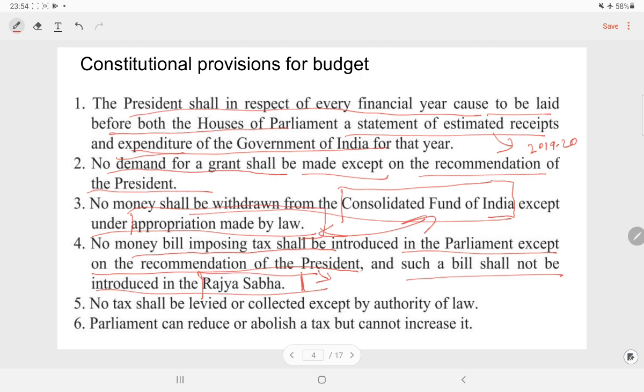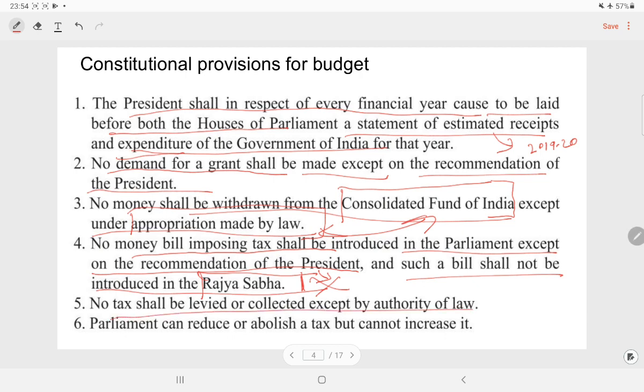This could be a question when it comes to UPSC, because UPSC has the habit of picking up the things, so they can give true or false, which of the following statements are correct, and in that they might give one statement that such a bill, that a budget, can be introduced in Rajya Sabha. So that statement would be wrong. So it cannot be introduced in Rajya Sabha. It can only be introduced in Lok Sabha, and that too by the prior recommendation of the president.